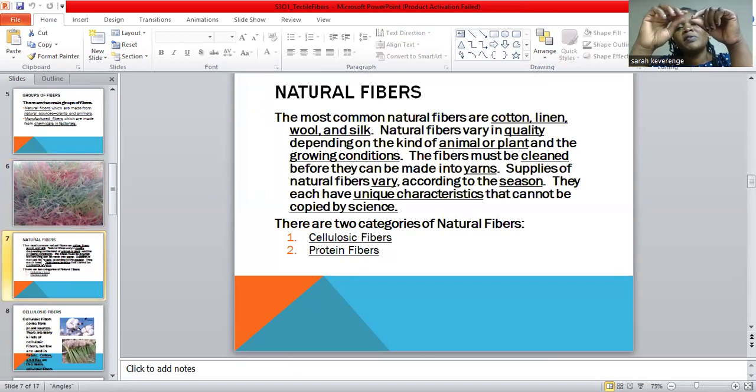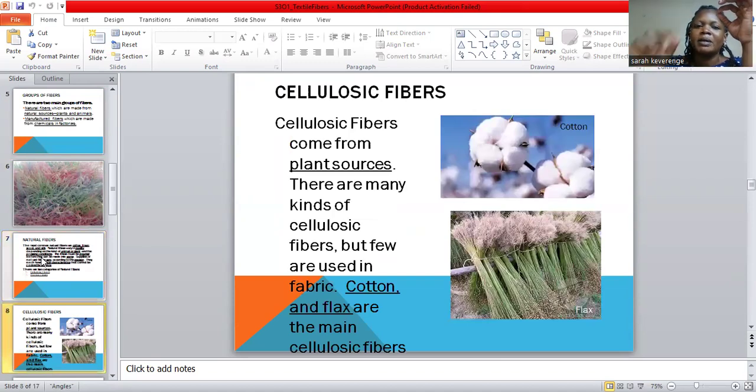So what are natural fibers? They come from natural things such as plants and animals, and they are classified into plant fibers, which are cellulosic fibers, and protein fibers, which are also called animal fibers. We'll start with cellulosic fibers. Cellulosic fibers comprise plant fibers, which come from plant sources. There are three common types of cellulosic fibers, which include cotton, flax, and linen, but you can also have sisal fibers, the one we normally use here in Kenya to make crops.